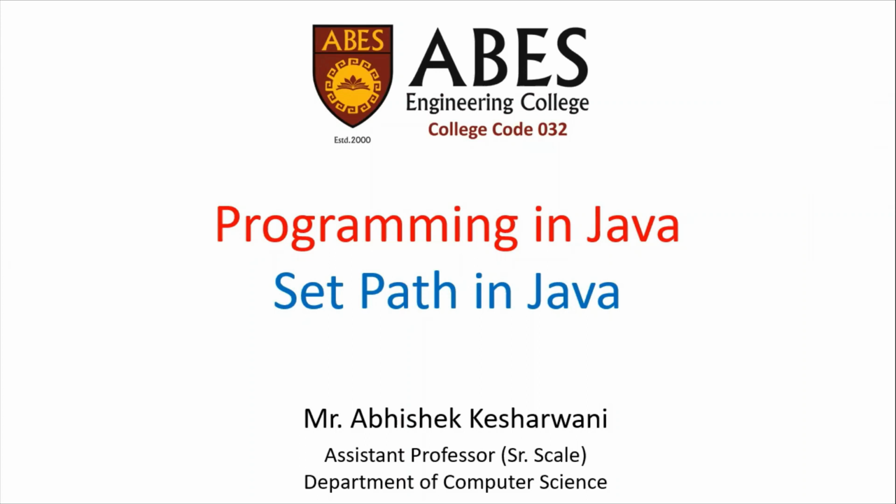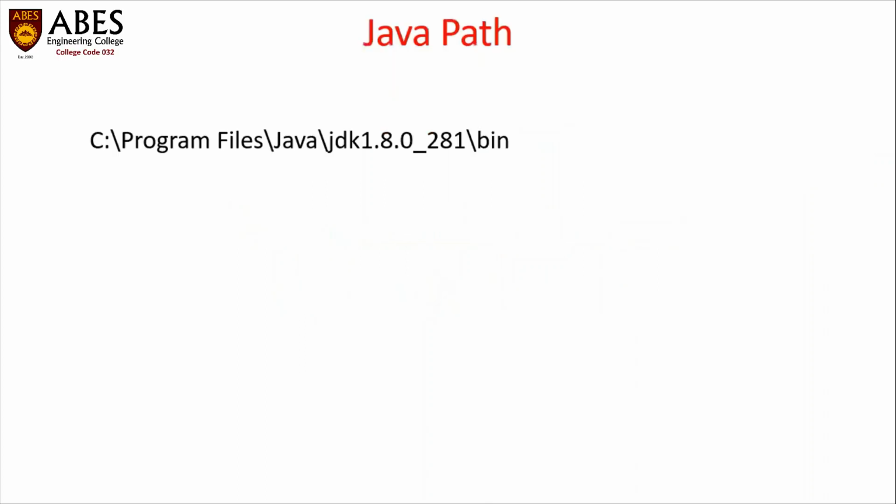Okay, so now you can see, when you first install Java, there is a particular path where your Java is actually installed. In the C drive, we have the Program Files folder, and in this folder, we have the Java folder. Inside this, we have JDK 1.8, and inside this, we have the bin folder. You can install any version of Java.